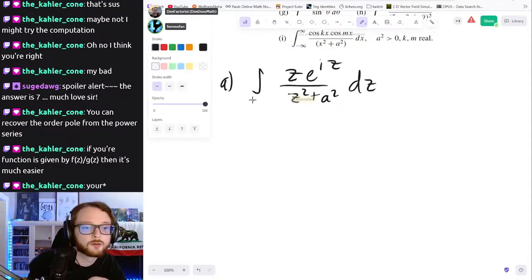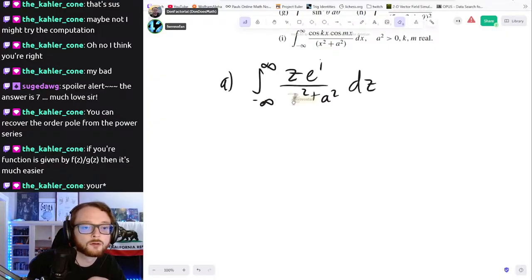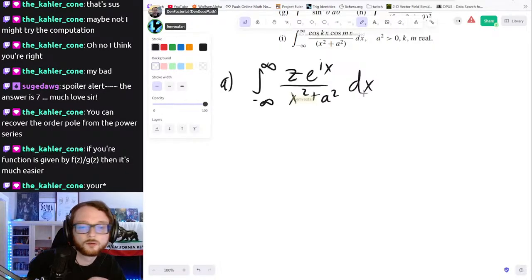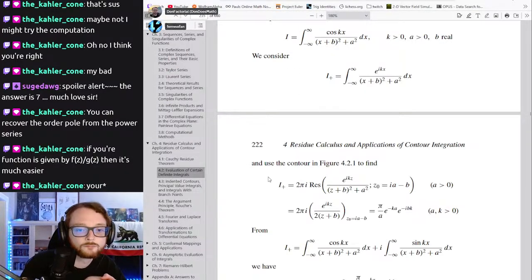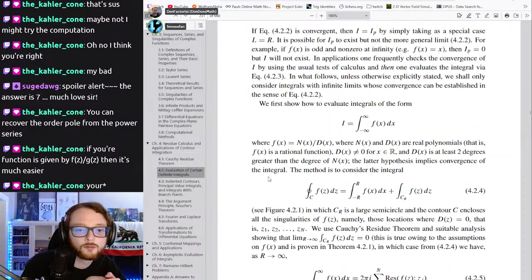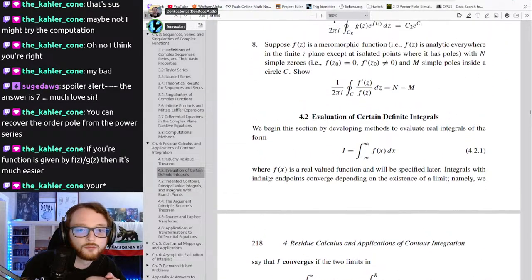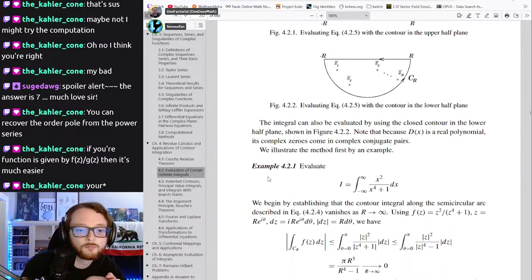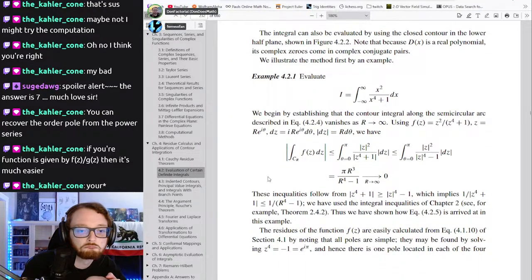Actually, in the book it says it doesn't have to be rational. It just says suppose our function is given by a ratio of two functions which both are analytic in the neighborhood of z equals z0. That's for the n over d thing. As long as n and d are both analytic in that neighborhood. Okay, that's certainly true here.